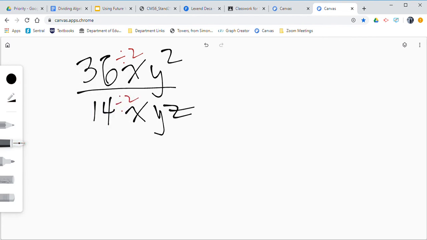36 divided by 2 gets me to, this is where I wish I had done this ahead of time, not just made up in my head. That's 18. So that's 18 over 7.